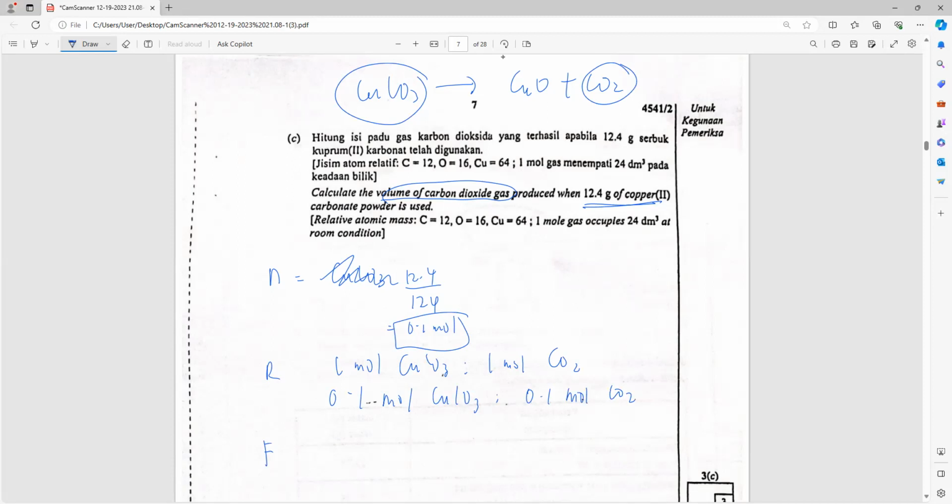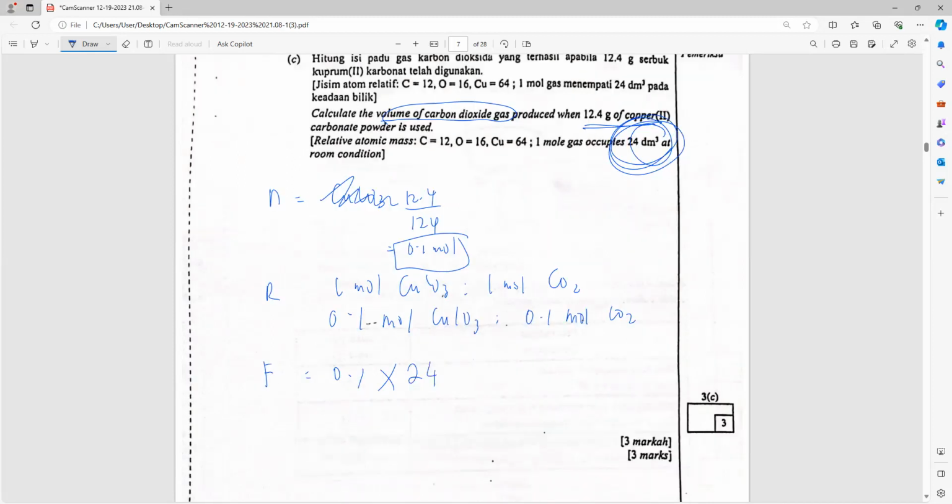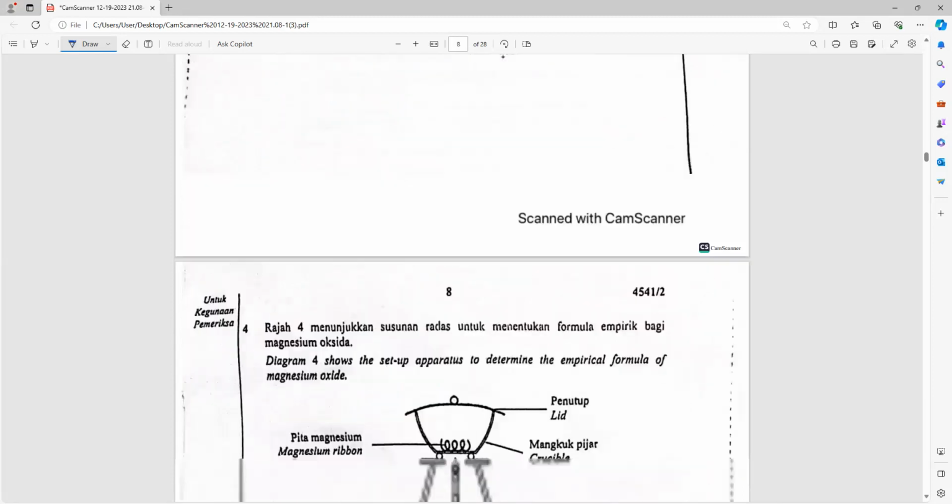Now I take that 0.1 mole and multiply it with the molar volume. Always follow what they give. They gave you 24, so we take 24, and we will get the answer, 2.4 decimeter cube. So this ends your question number 3.